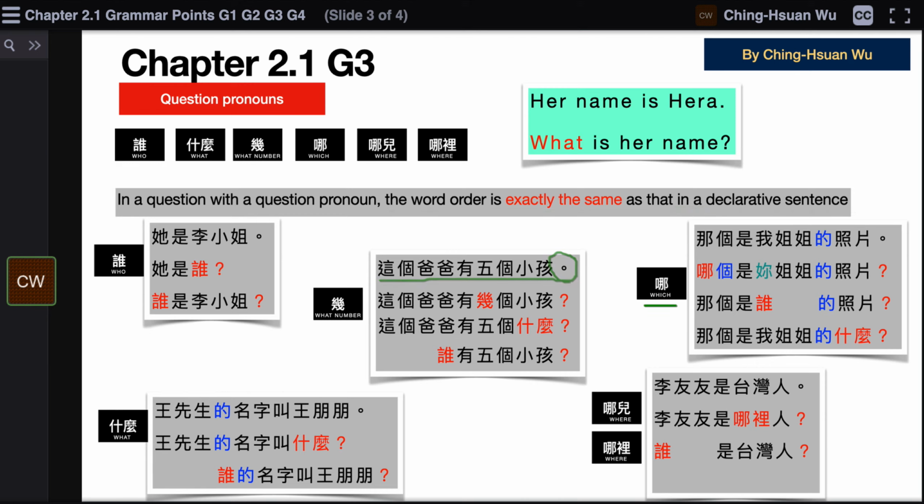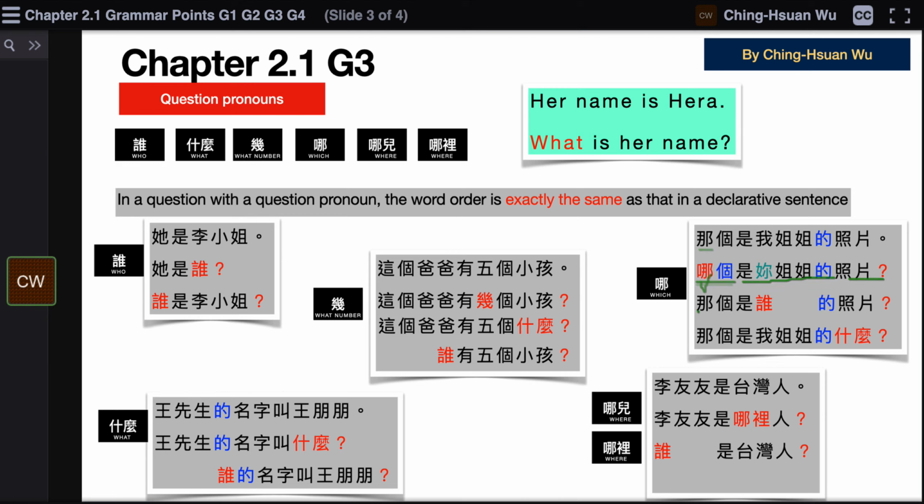Next one, 哪, which. 那个是我姐姐的照片. That one is my sister's photo. Then you want to ask, which one is your sister's photo? 那个, fourth tone, that one. 哪个, the third tone, means which one. 哪个是你姐姐的照片?